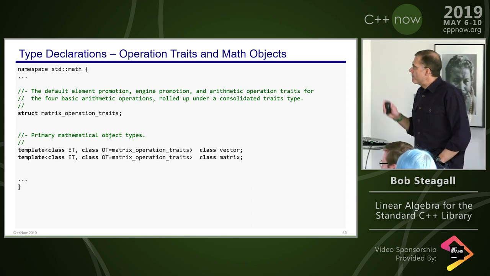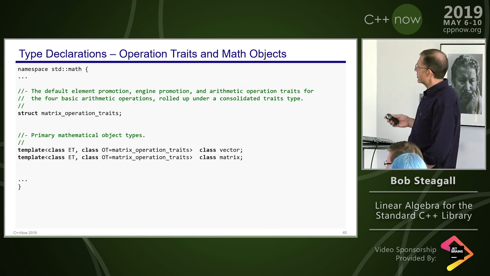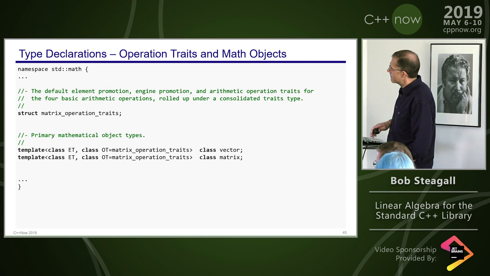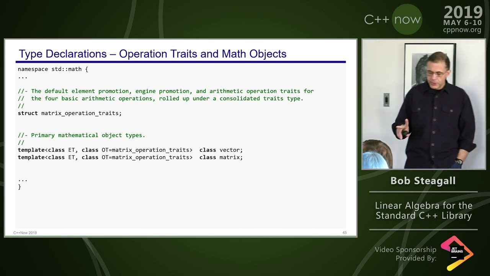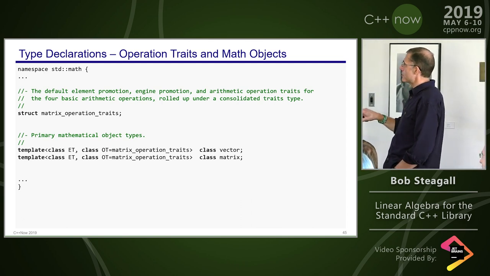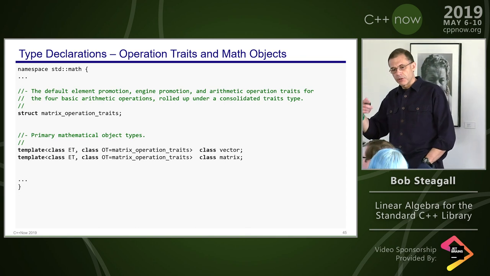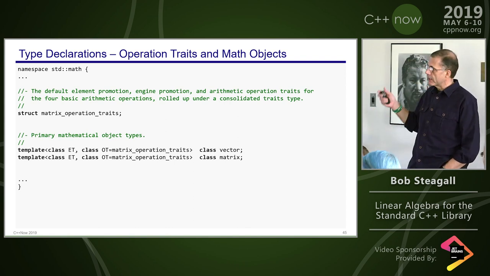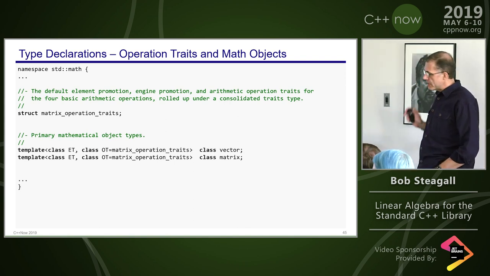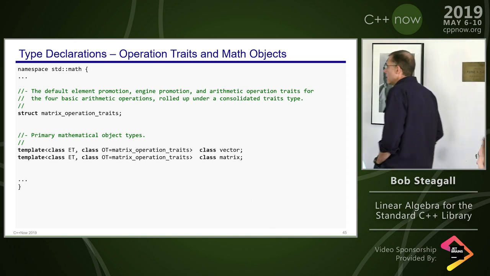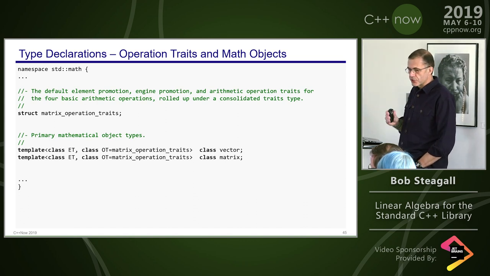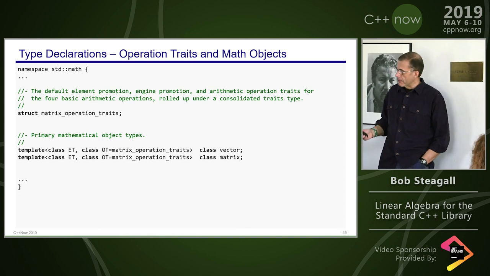Okay. I mentioned the matrix operation traits. I'll show you an implementation of that. It's forward declared here because for vector and matrix, it is a second template parameter and it's defaulted. So vector and matrix have two template parameters. The first template parameter is the engine type. And if we recall, the engine types are themselves parameterized in terms of an element type. I wanted to minimize the number of template parameters because I don't like the way the containers are built, so I'm putting the element type in the engine. The second template parameter is the operation traits type. Here it's defaulted to matrix operation traits, which is the default set of operation traits that the library provides.